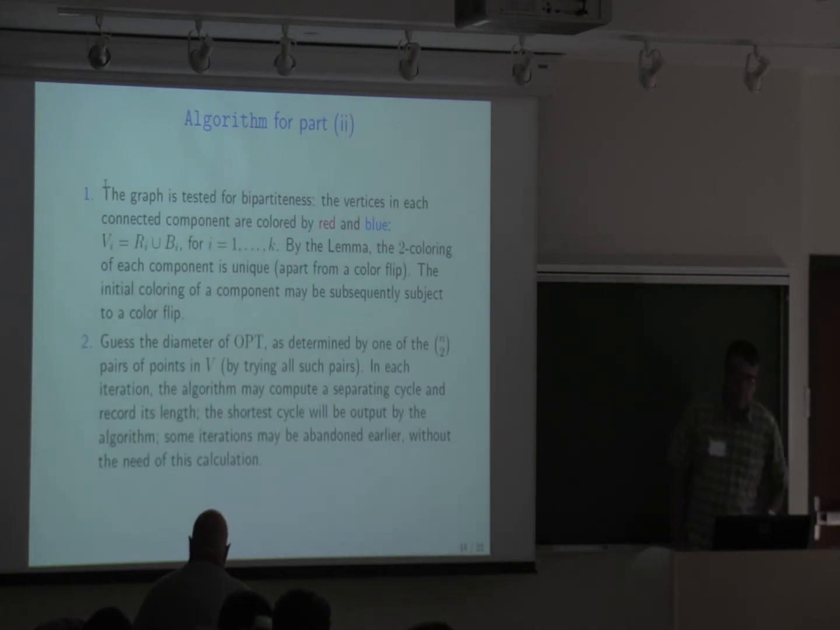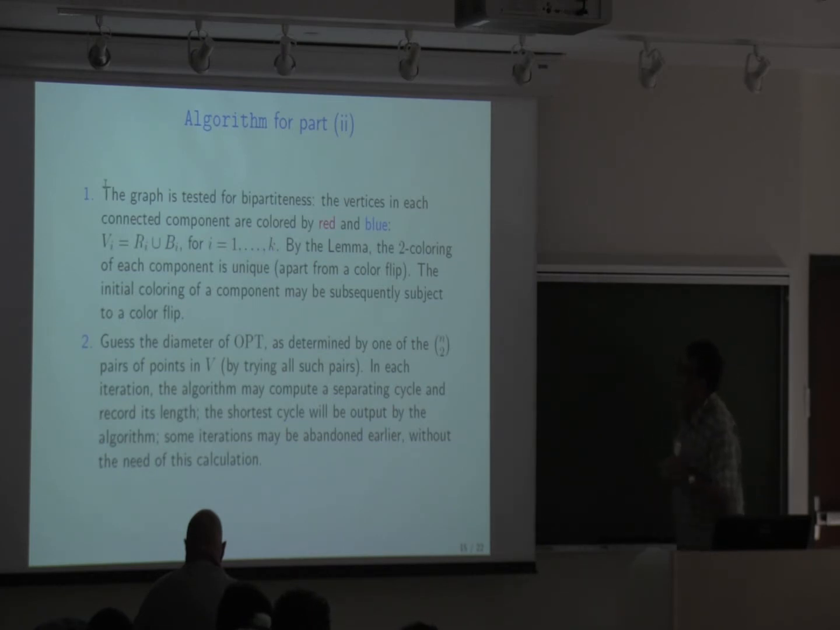So now for the square root of n approximation in the plane, we start in the same way. We test the graph for bipartiteness, and then we have this red and blue coloring for each connected component, right, B_i equals R_i union P_i. Then each component has a unique coloring apart from the color flip.